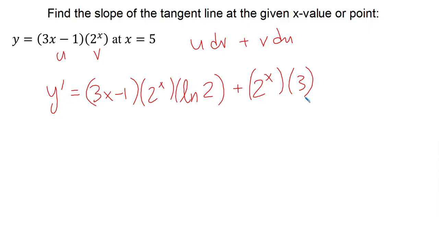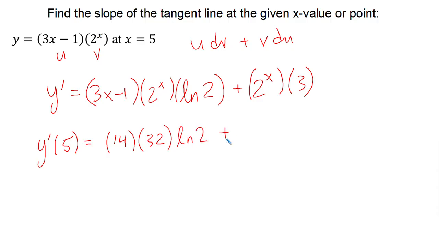And so we can go through here and just plug in our x equals 5 and get ourselves a final answer. So y prime of 5 ought to be, well, let's see here. We've got 3 times 5 is 15. 15 minus 1 will be 14. And then 2 to the 5th power ought to be 32. So we have 14 times 32 times the natural log of 2. And then we're going to add to that, this other term here is going to be 32 times 3.